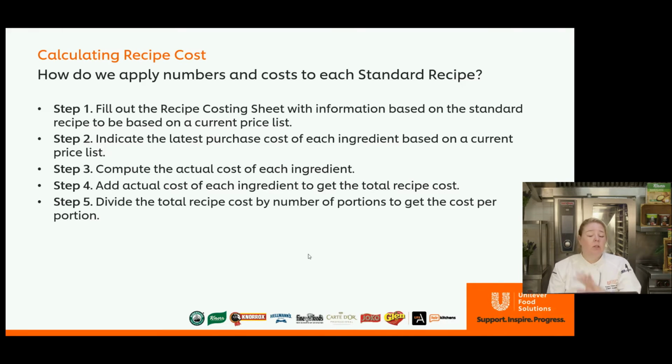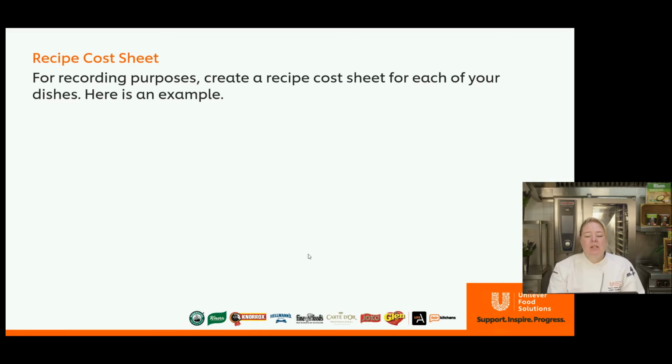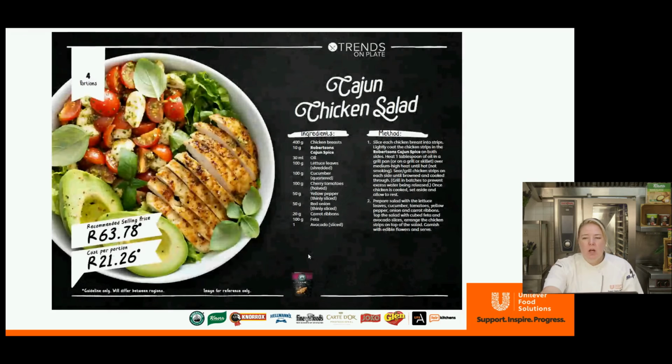I know this sounds hectic at the moment, but I will explain it to you a little bit later and it will all make sense in the end. Then step five is to divide the total recipe cost by the number of portions to get the cost per portion. Once you have the cost per portion, you can easily work out your recommended selling price. Next up is an example of a standardized recipe.